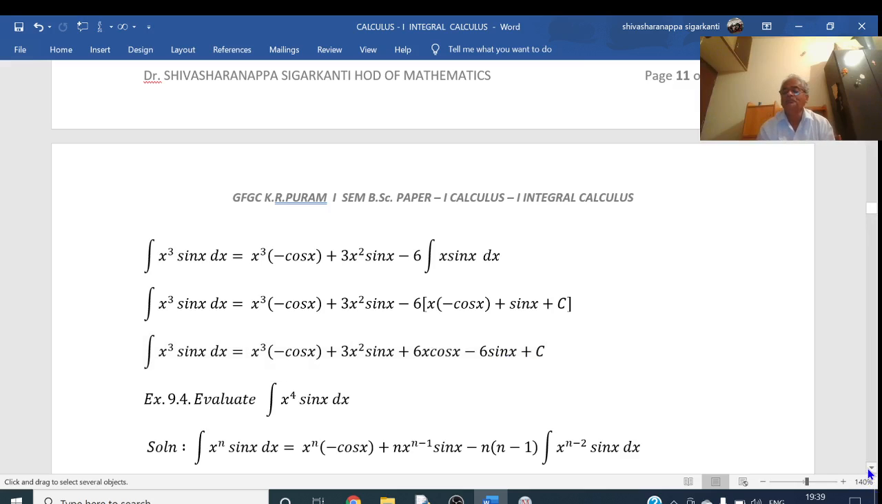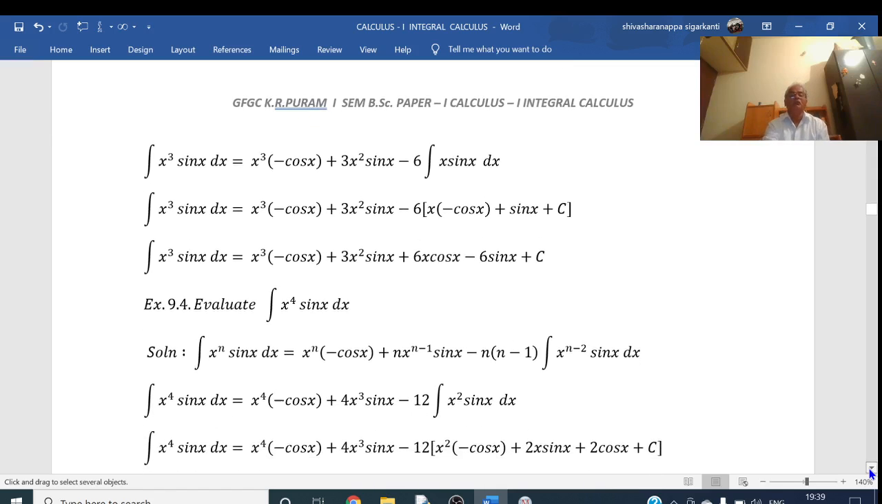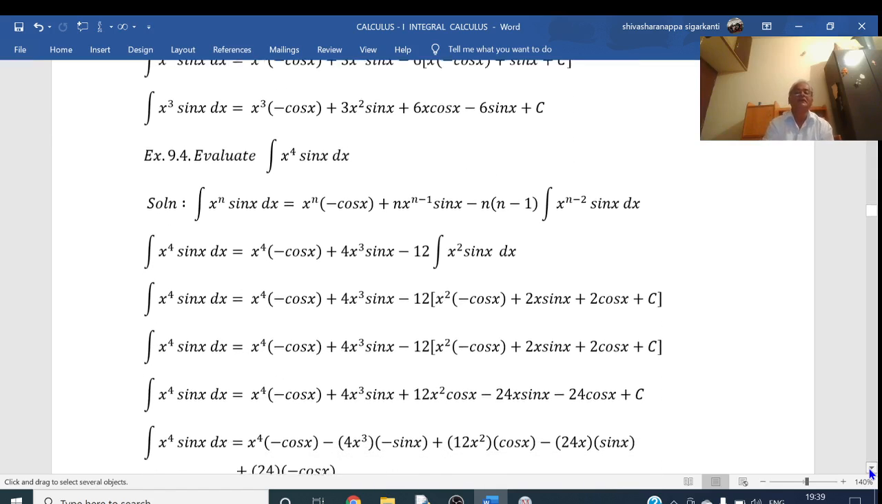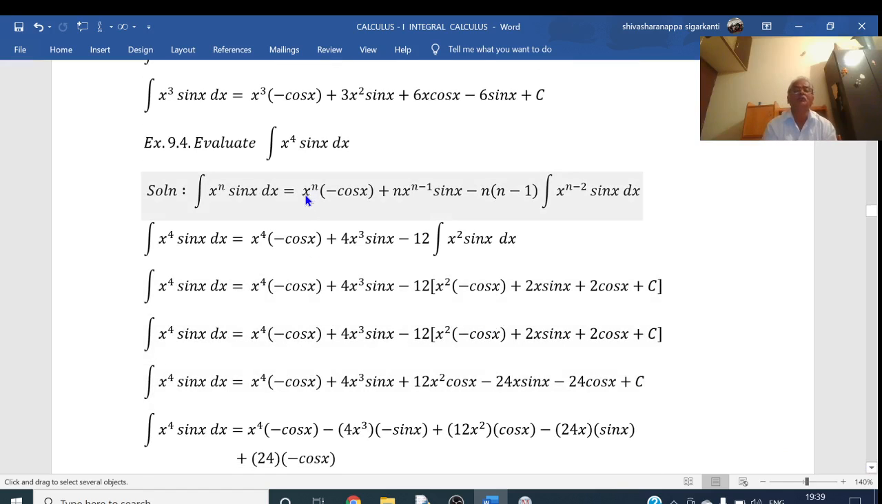One more example, x to the power of 4 into sin x. Here n equal to 4. If I put n equal to 4, this becomes x raised to 4 into minus cos x plus 4x cube into sin x minus 4 into 3, which is 12, into the integration of x to the power of 4 minus 2, which is 2, that is x square sin x dx. That is x raised to 4 into minus cos x plus 4x cube into sin x minus 12 into the integration of x square sin x dx.